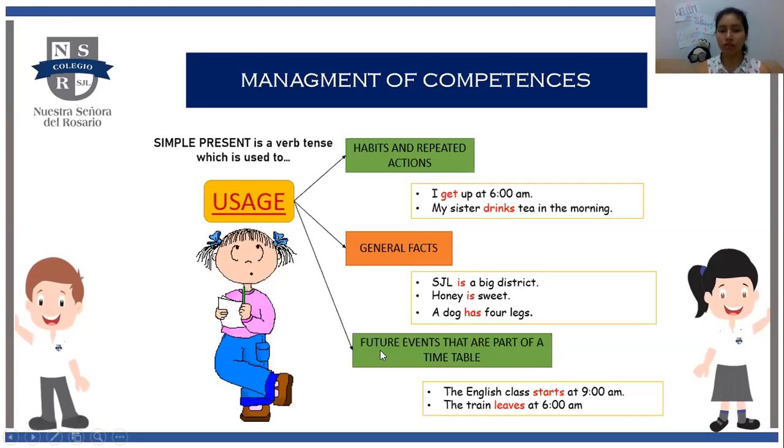And for future events that are part of a timetable. For example, the English class starts at 9 a.m. The train leaves at 6 a.m. Like this. Then we're going to see some examples, okay?